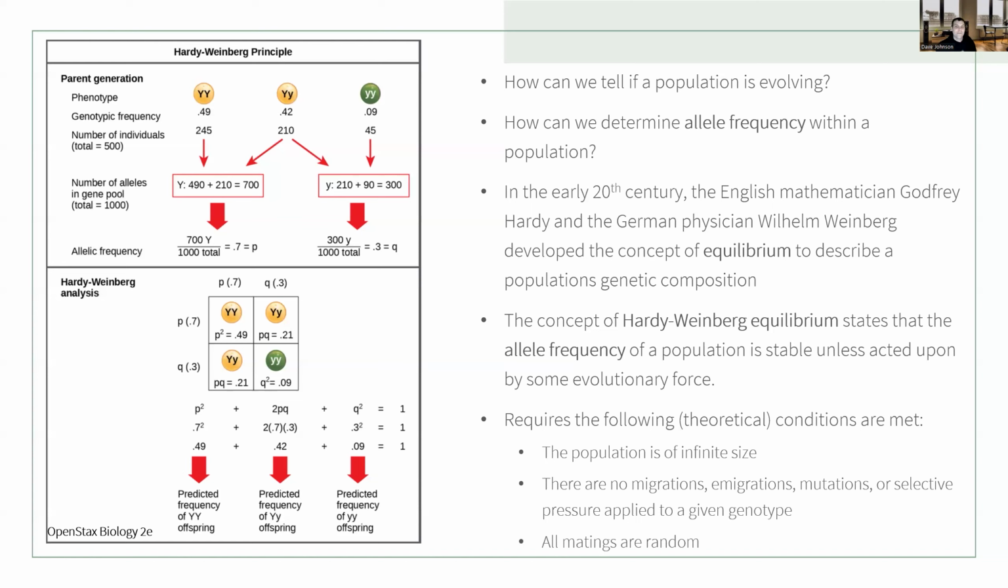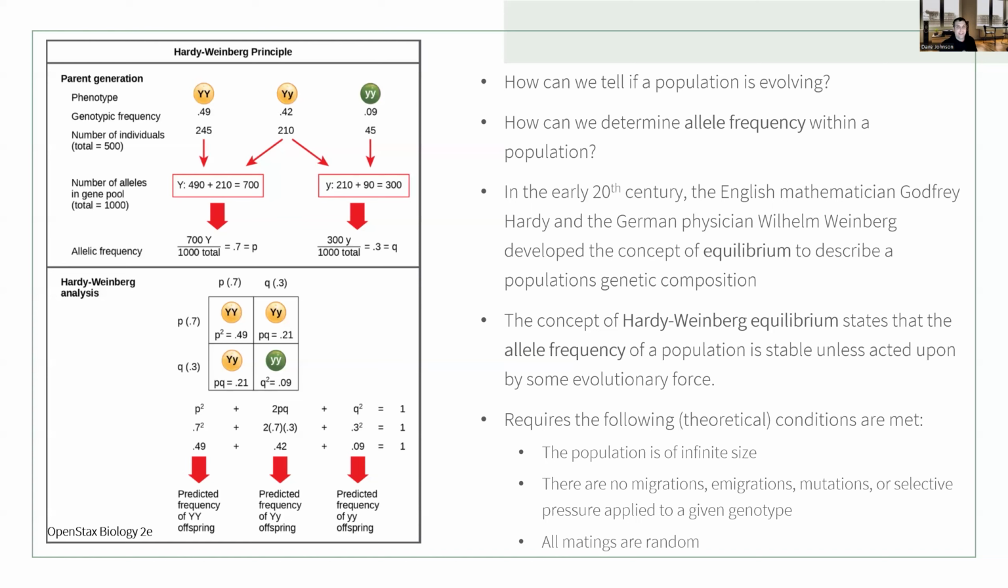We also have to assume that there are no immigrations, no emigrations, so nobody's entering or leaving the population. Gene flow's got to be gone. No mutations, which we know isn't going to happen, and there cannot be selection pressure applied to a given genotype. There's got to be no selection pressure to get adaptive evolution to happen. And also all matings have to be random.